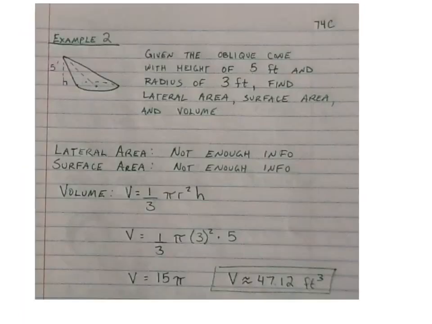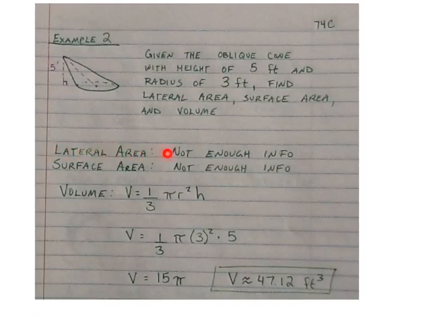On page 74C, we do the same process for an oblique cone. The oblique cone has a height of 5 feet and a radius of 3 feet, and we need to find the lateral area, surface area, and volume.